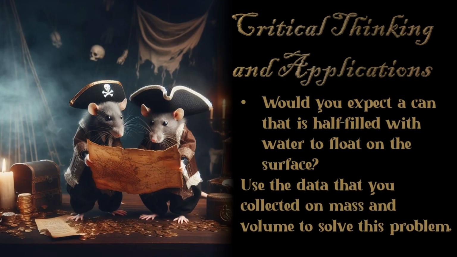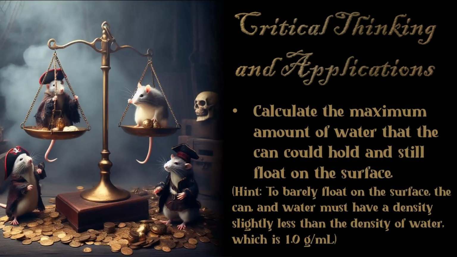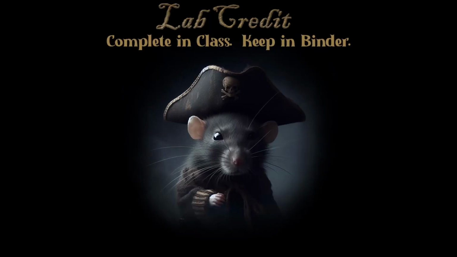Would you expect a can that is half filled with water to float on the surface? Use the data you collected on mass and volume to solve this problem. Calculate the maximum amount of water that the can could hold and still float on the surface. Now, to barely float on the surface, the can and the water must have a density slightly less than the density of water, which is 1.0 grams per milliliter. We will complete this lab in class, and you should file it in your binder.